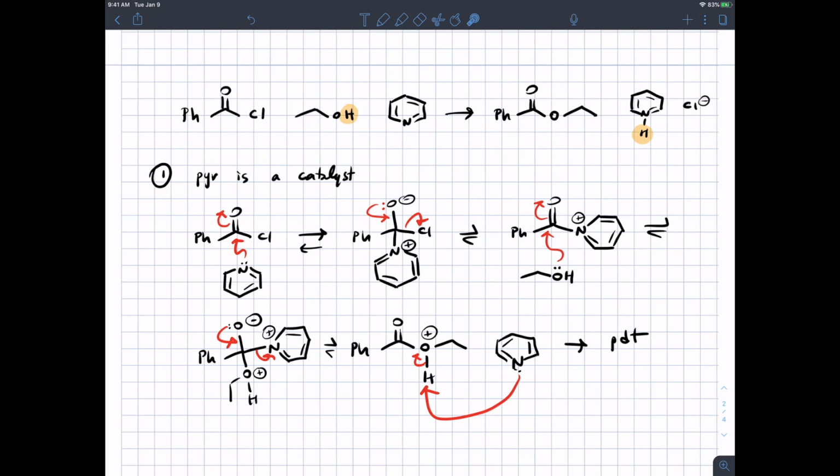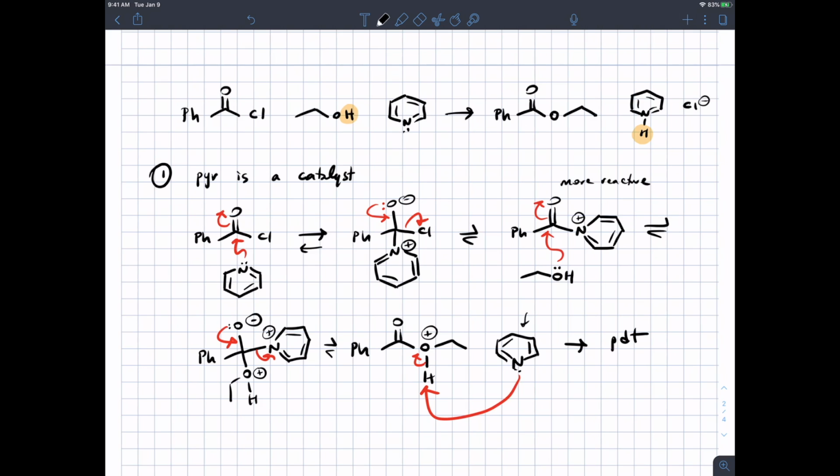But by having pyridine attack first, you generate a more reactive intermediate that the alcohol can attack quicker with. It basically makes that carbon even more electrophilic, so the alcohol's more incentivized to attack. Yeah, so that's where it is a catalyst, and it gets kicked off unused. In the next step, it's a reagent because it gets rid of the proton. Right, okay. Yeah, go ahead.